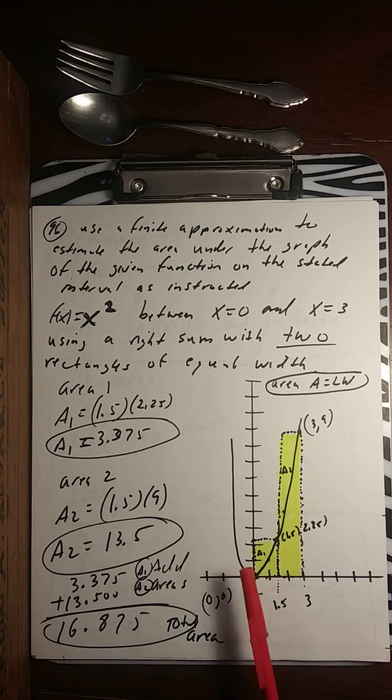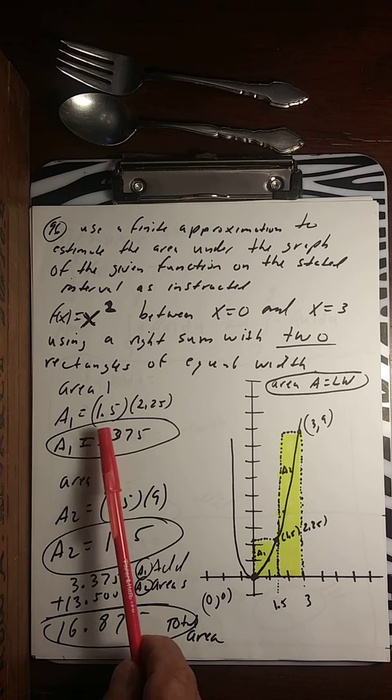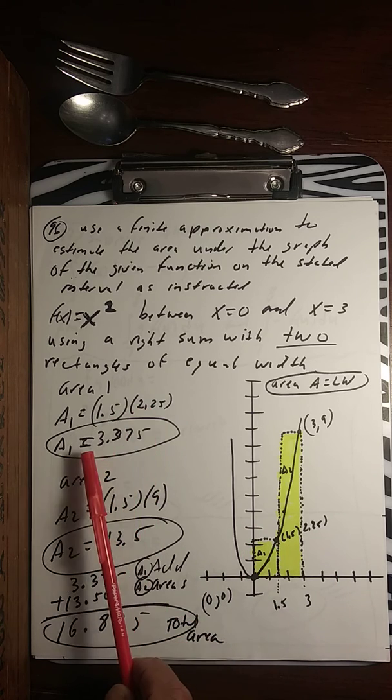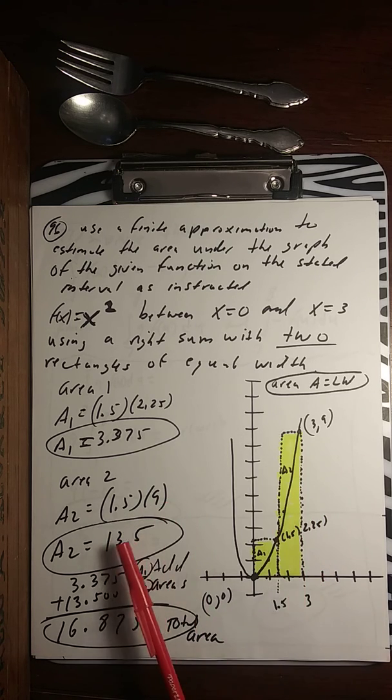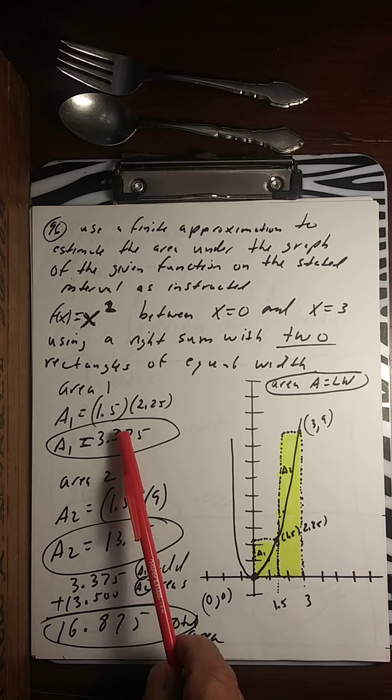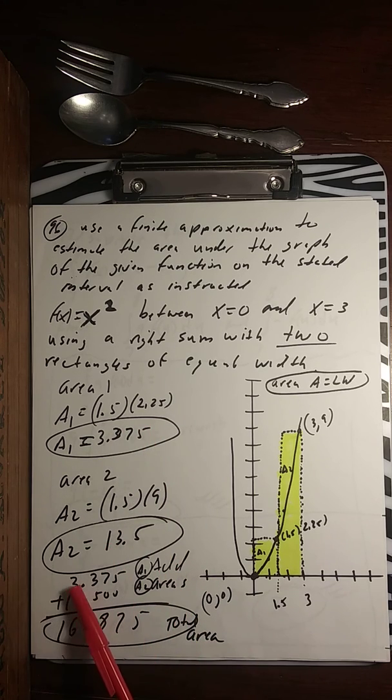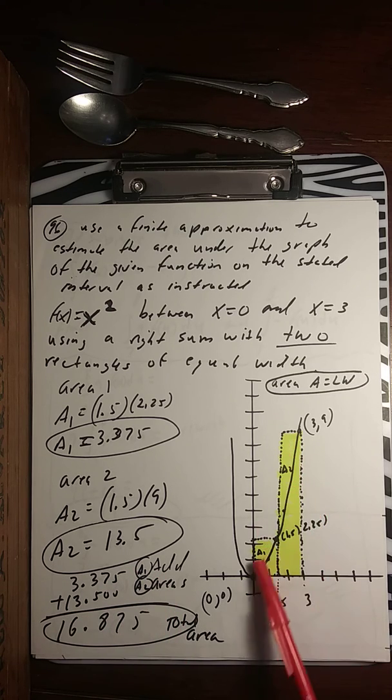Now, the area of this must be 1.5 times this number. So 1.5 times 2.25 is 3.375. And the area of this one must be 1.5 again times 9. That's going to give you 13.5. If you add these two areas right here, 3.375 and 13.5, you're going to get 16.875. That is the area right there in the yellow.